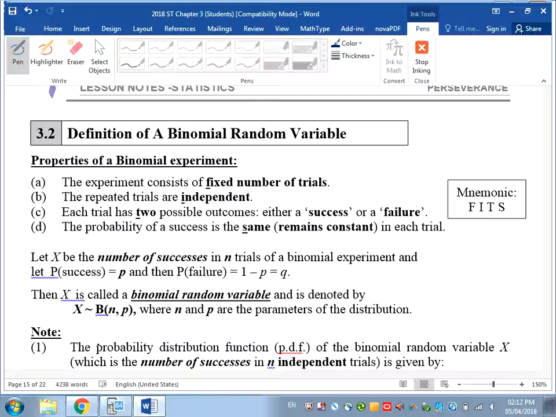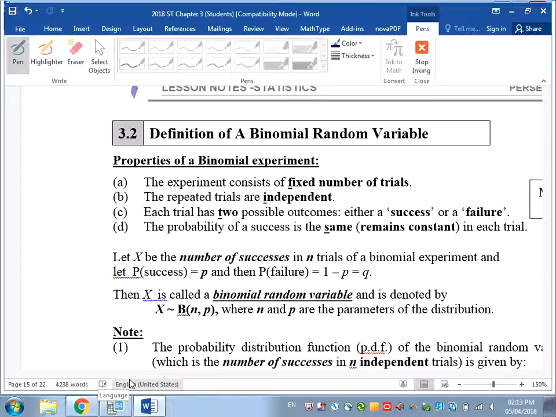The trials are independent of each other. That means when I perform the experiment this time, it doesn't affect the outcome of the next experiment. Thirdly, each trial has 2 possible outcomes, either a success or a failure. And lastly, the probability of success is the same in each trial. So these are the 4 properties. As long as one condition is not satisfied, it is not a binomial experiment. All 4 conditions must be satisfied.